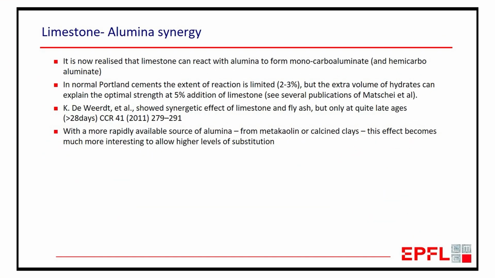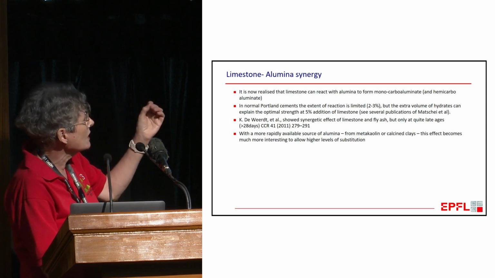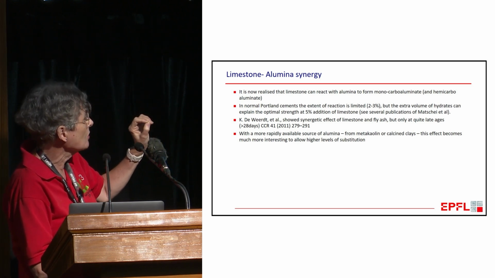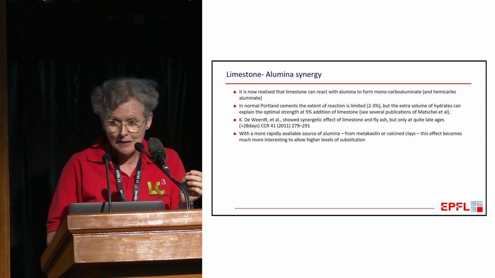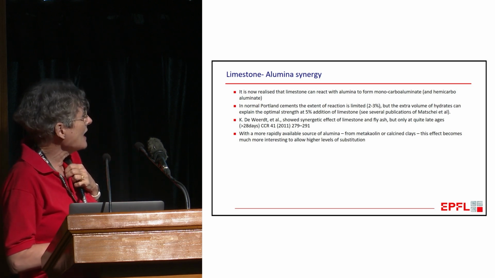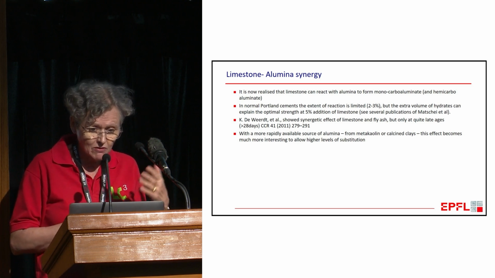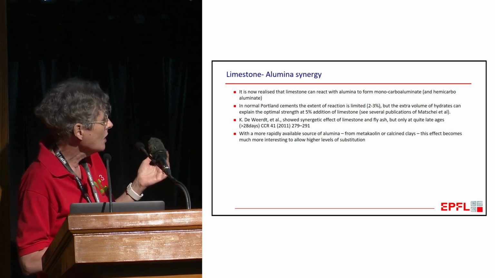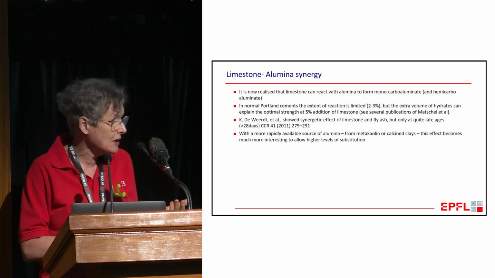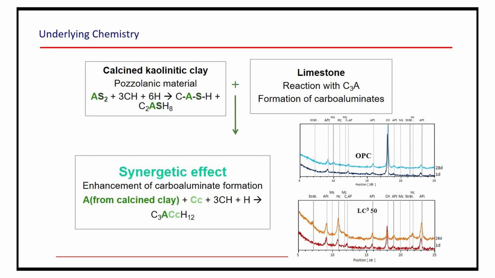So the final thing, of course, we want to come to LC3. And this is where we really exploit this synergy between the limestone and alumina. So first of all, we realize that limestone does react a little bit to form these carboaluminate phases. That was actually the thesis of Thomas back 20 years ago, I think he told me, who underlined that. And some people like Claude de Wet showed that this could be synergetic. You could have reactions between fly ash and limestone. But it's much more interesting when you have a rapidly available source of alumina, such as you have from metakaolin or calcined clays. And we can see that.